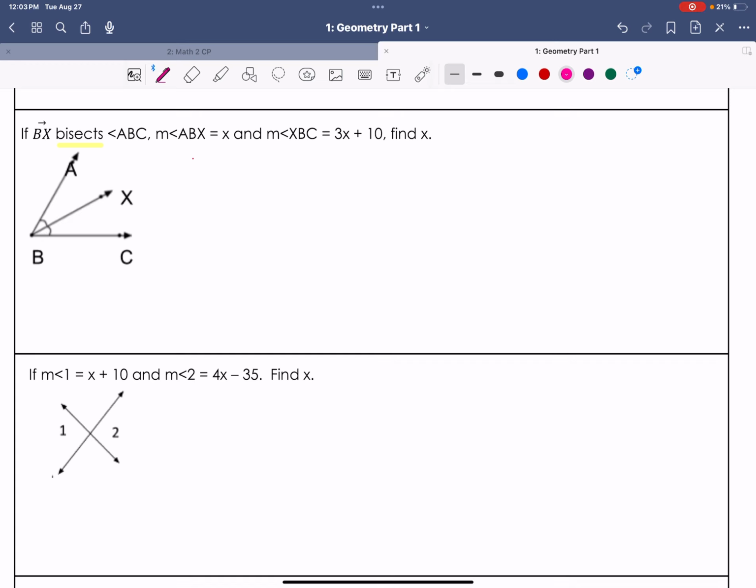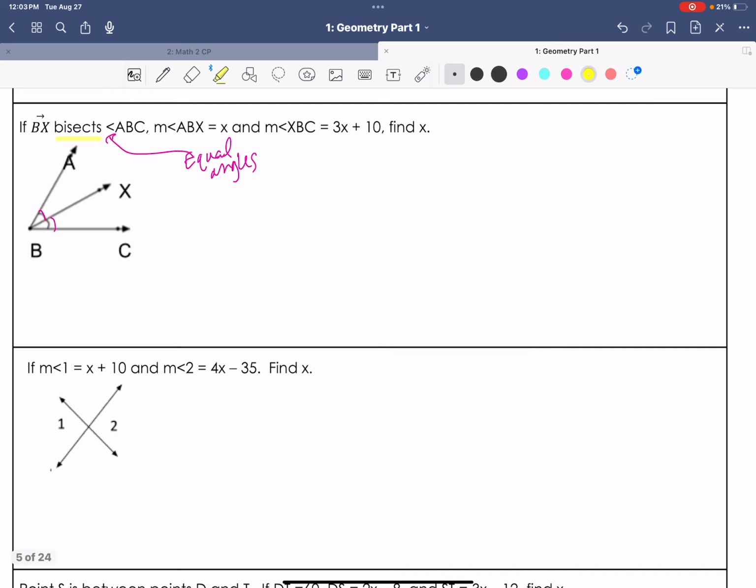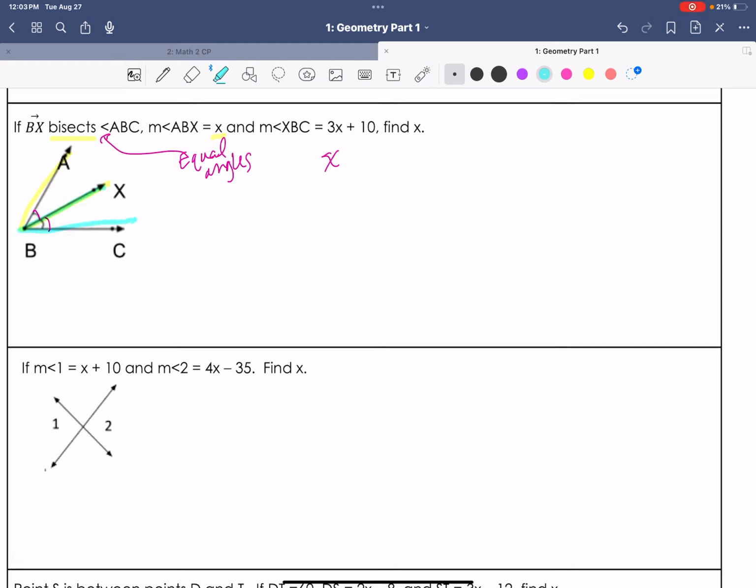It divides evenly. All right, so this guy should be the same as this guy. So all we've got to do is set them equal. ABX is x, and XBC is this. And since they're congruent, you're going to go ahead and set them equal to each other.